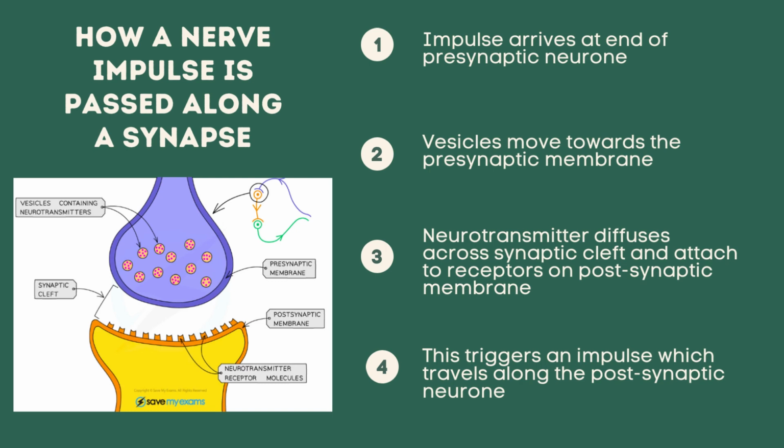The neurotransmitter, which is inside the vesicles, diffuses across the synaptic cleft to attach to the receptors on the postsynaptic membrane. So the postsynaptic membrane is basically the membrane which is after the synaptic cleft. This triggers an impulse which travels along the postsynaptic neuron. Because the receptors are only on one side of the synaptic gap, synapses make sure that impulses can only travel in one direction.